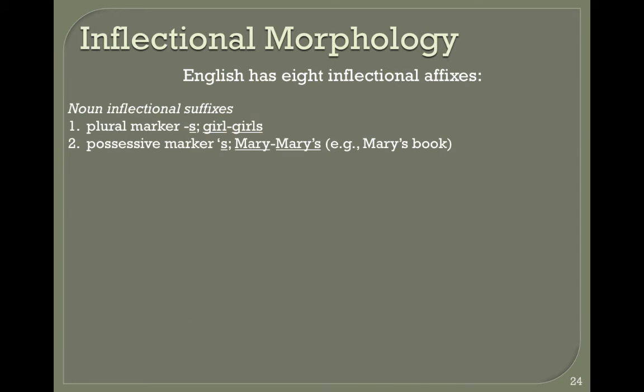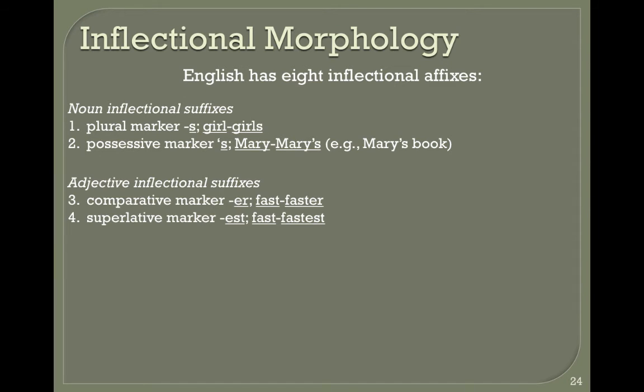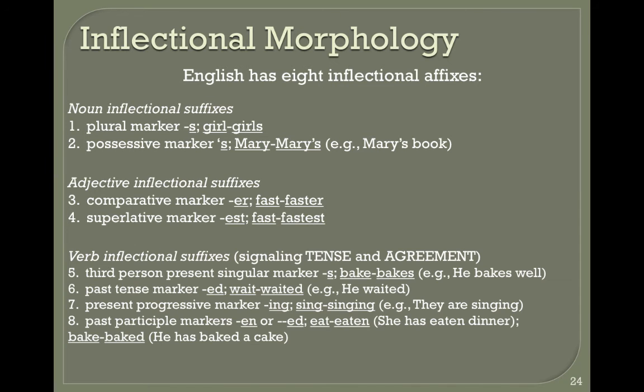They are plural -s and possessive -s. Those are for nouns. The next 2 are for adjectives. Comparative, where we add -er or -est. -Est is the superlative marker. And then the remaining 4 are all inflectional morphemes that we add onto verbs. And these are used to mark tense and agreement.